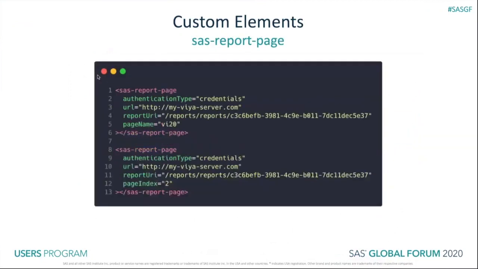Moving on to the next custom element that we have, and that's the SAS report page. And as you could guess, that is not embedding an entire report, but picking an individual page from a report and embedding that. So I've got two examples here. A lot of the same parameters we had before. The real difference here is page name. So in this case, I've specified the page name, and that will let me embed a specific page. I can also alternatively do it using page index. So this is a zero-based index. So in here, I'm specifying page index number 2. So that's the third page on the report.